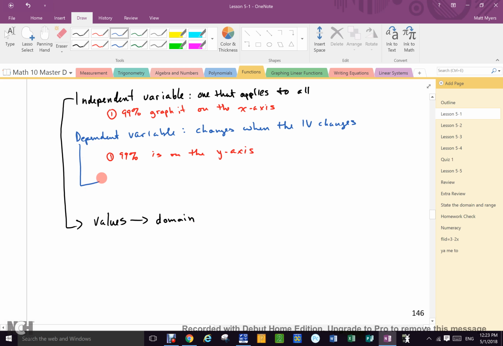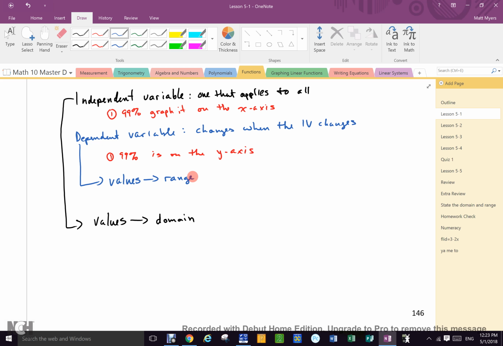The dependent variable also has values. Those values make up the range. All right? Is everybody good to there?